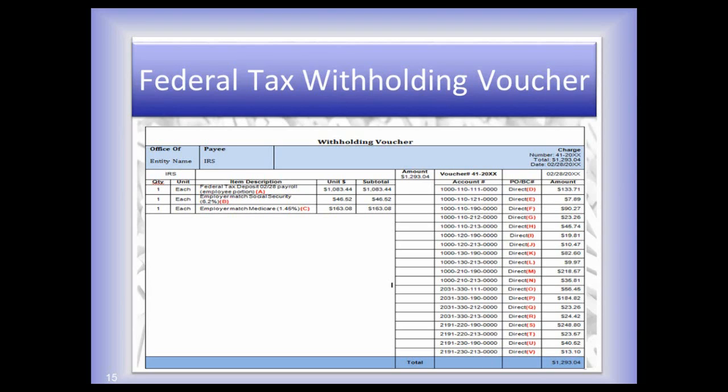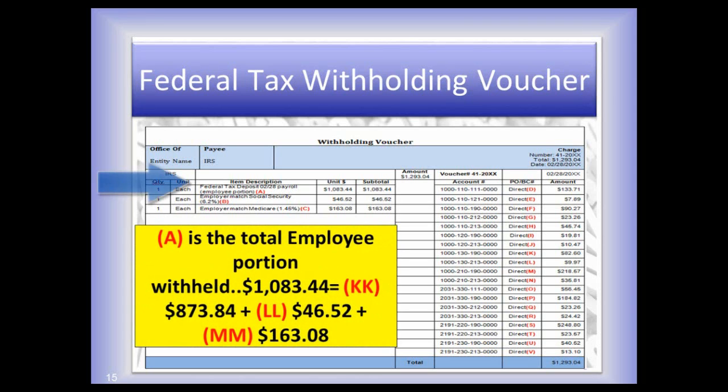Make sure that you have our fictional payroll ledger now to look at as we discuss what employee and employer share withholding deductions make up the amounts on the Federal Tax Withholding Voucher. A is the total employee portion of federal tax withheld, and the total is $1,083.44. This amount is equal to the columns on your payroll ledger, KK, which is $873.84, plus LL, $46.52, plus MM, which is $163.08. So the total federal tax employee share is the federal tax, which is the KK amount, the Social Security, which is the LL amount, and the Medicare, which is the MM amount.